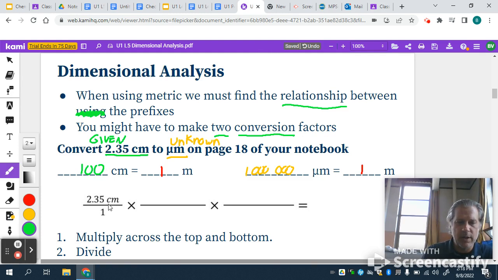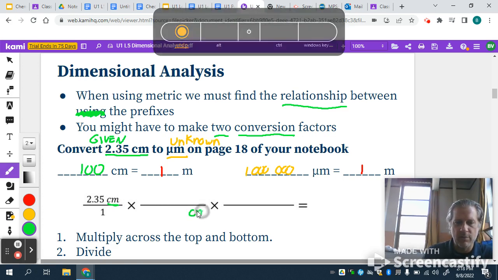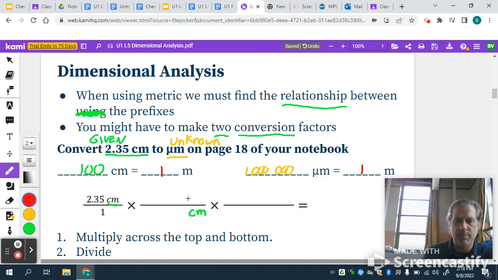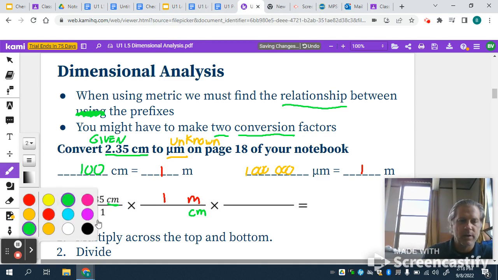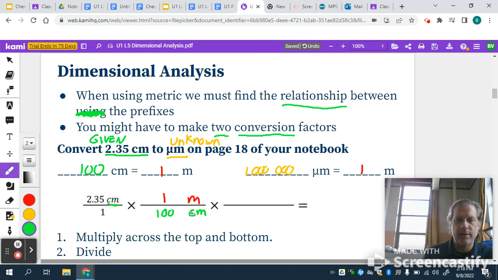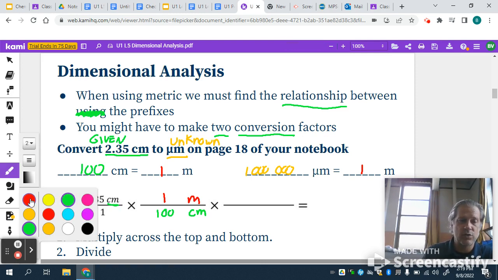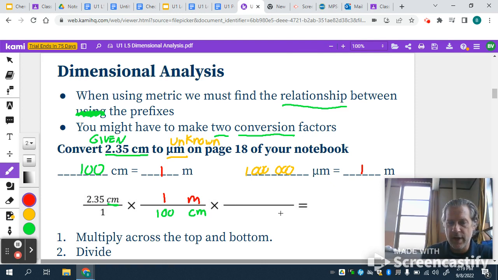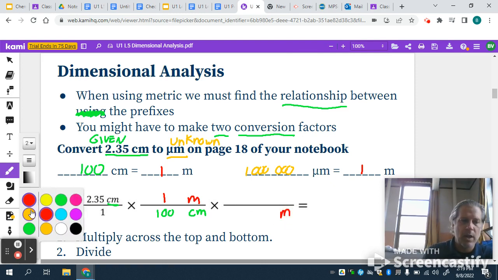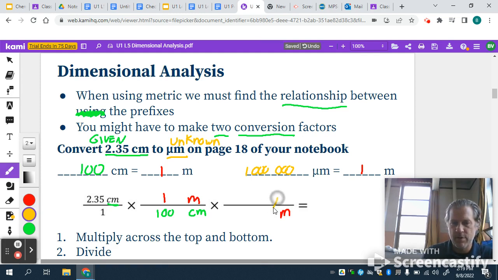So now I'm going to set this up where my unit of centimeters cancels out. I need to do that by putting the unit of centimeters on the bottom, and what centimeters is equal to in my relationships is meters, so I'm going to put meters on top. Now 1 meter is equal to 100 centimeters. If I stop there, my unit of centimeters cancels out, but I don't want to be left with meters. I want to get to micrometers. So I need to further cancel out meters. I'm going to put meters on the bottom and micrometers on the top. The symbol for micrometers is like a U with a fancy tail off the front of it.